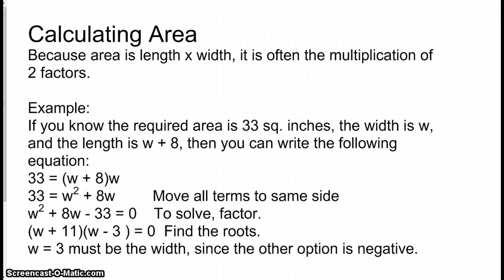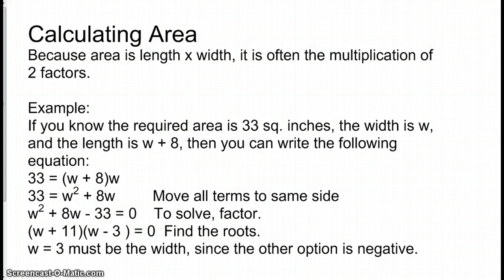Calculating area works really well in this section because area is the multiplication of two terms, the length times the width. So if you have variables in both of those, you're going to end up with a squared term, and then you'll have to factor to solve. In this example, you know the required area is 33 square inches. For example, you have 33 inches of material or 33 inches of plywood. The width is W, and the length of the piece of wood, the material, is W plus 8. If you know those things, you can write the following equation.